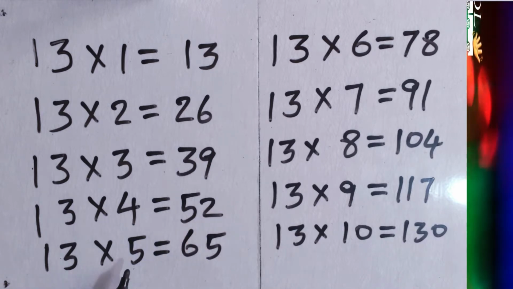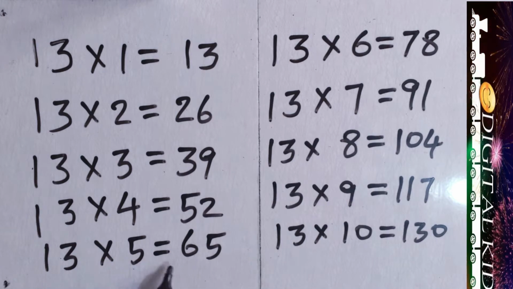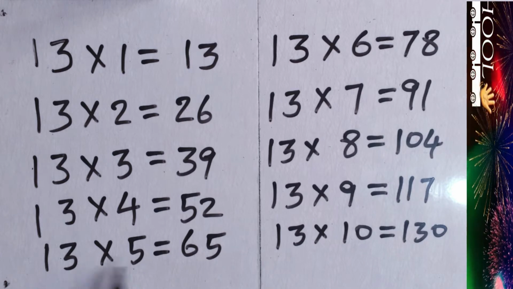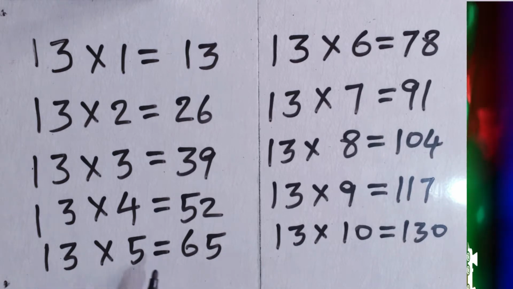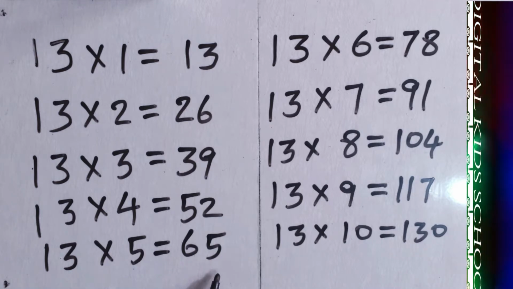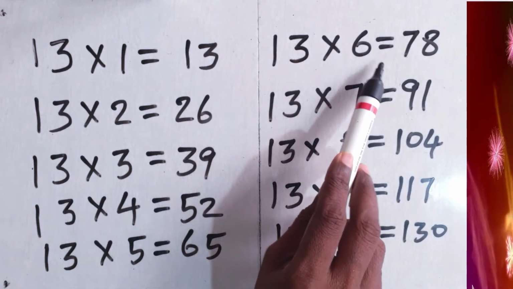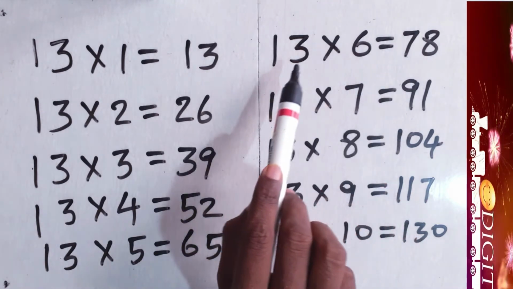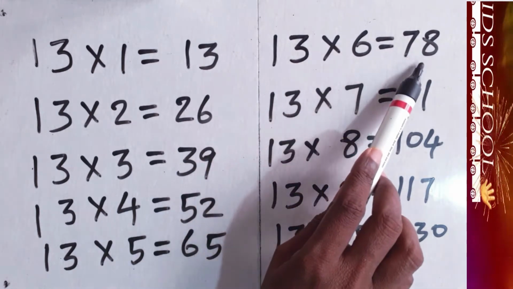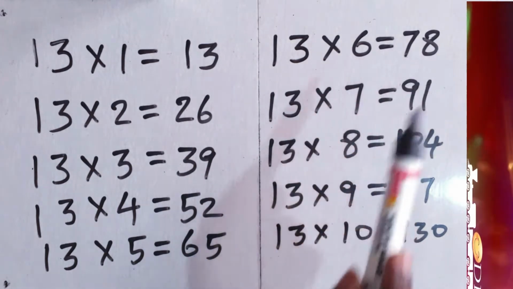13 5 is 65. 13 into 5 is equal to 65. 5 times 13 is equal to 65. 13 multiplied by 5 is equal to 65. 13 6 ja 78. 13 times 6 is equal to 78. 13 multiplied by 6 is equal to 78.